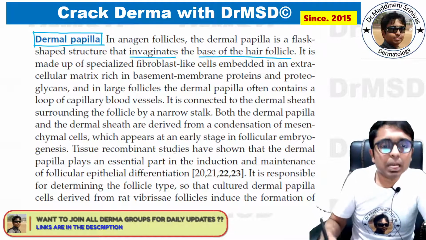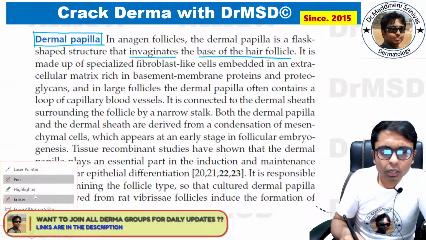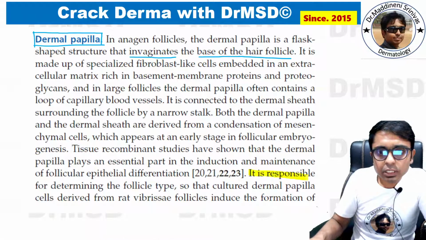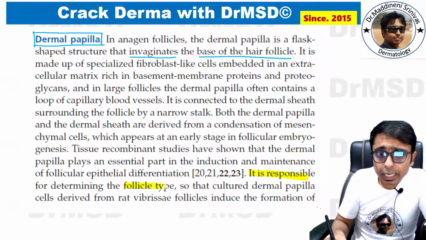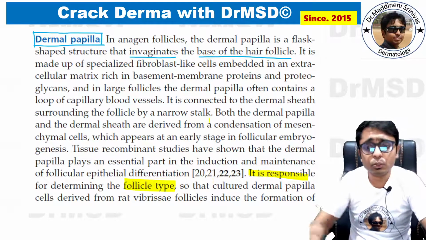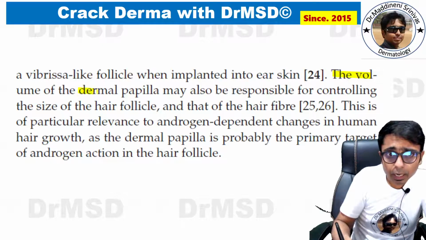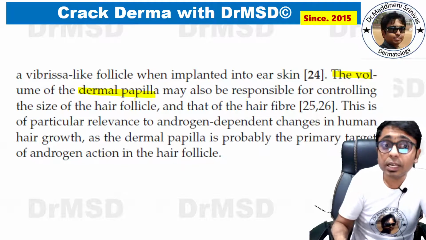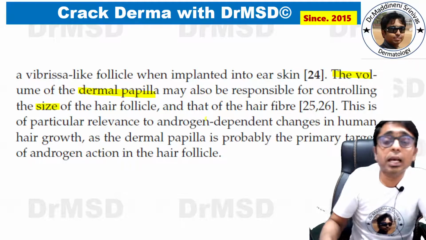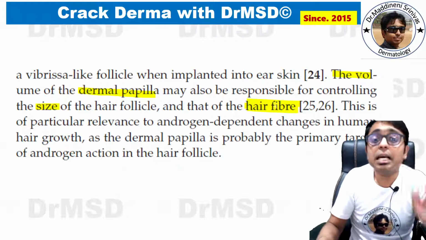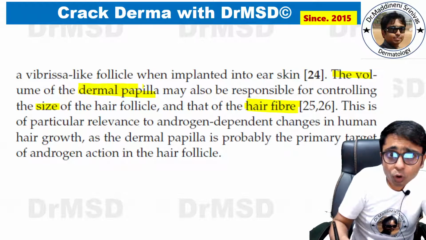Few points about this dermal papilla which you should be knowing, not everything you need to read. So it was observed that it is responsible for determining the follicle type. For the determination of the follicle type, dermal papilla are important. That is one thing which is important. And the other thing is the volume of the dermal papilla may also be responsible for controlling the size of the hair follicle, and not only that, even the hair fiber, that is the hair, how thick it is and how thin it is, that is also going to depend upon the volume of the dermal papilla.